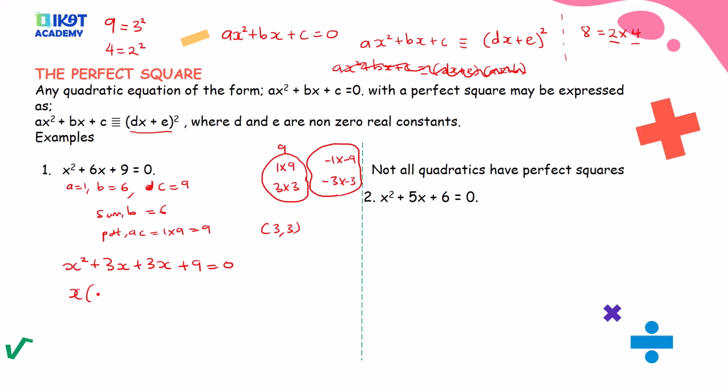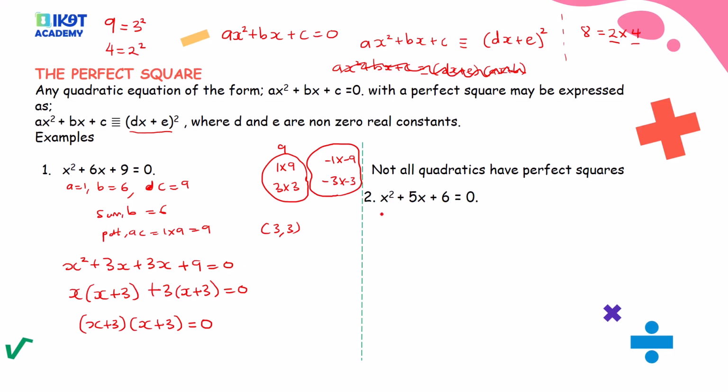Then you can factorize. You have x plus 3 into x plus 3 is equal to 0. So we have x plus 3 into x plus 3 is equal to 0. You see, this expression can be written as x plus 3 squared. So it's a perfect square. You realize that if you find the answer, it will have repeated roots. The roots will be x is equal to negative 3 and x is equal to negative 3.